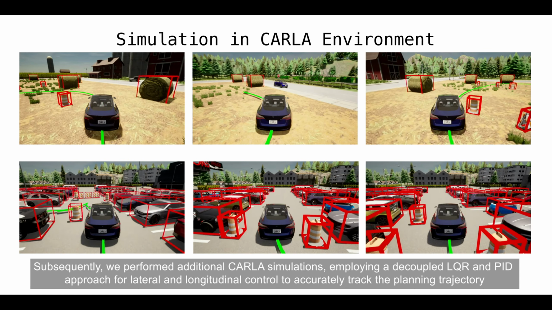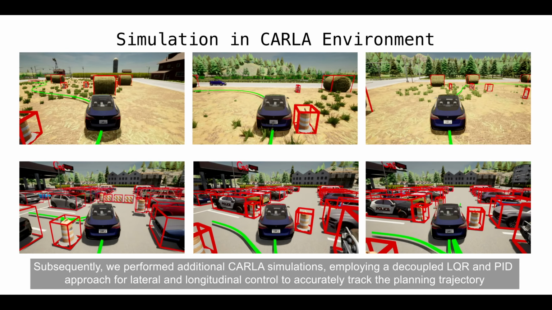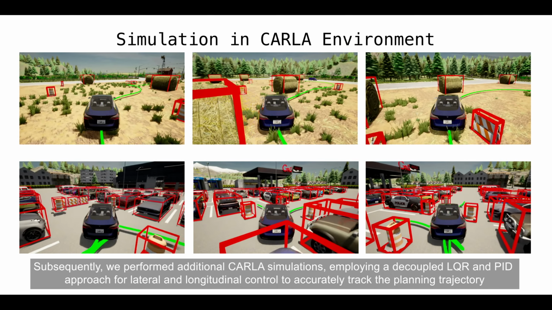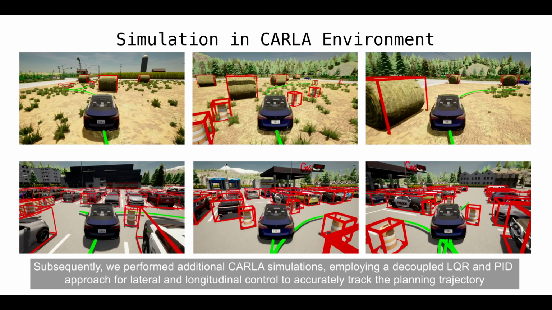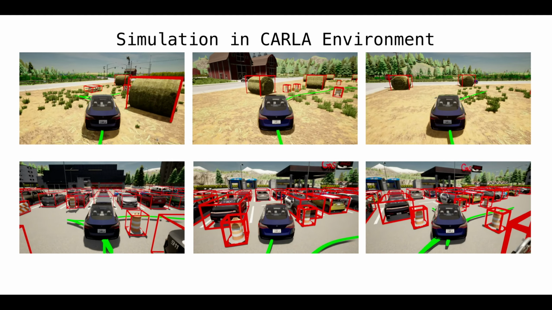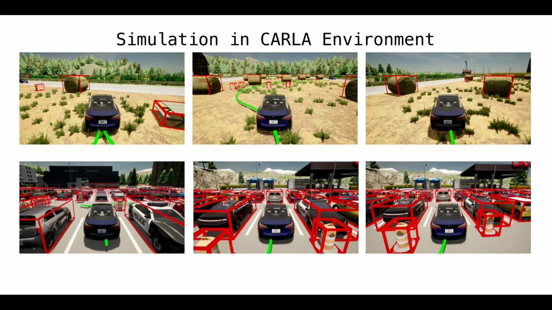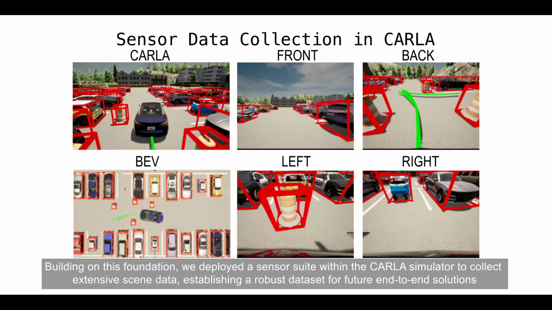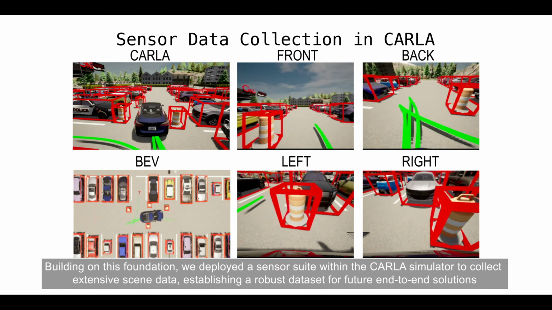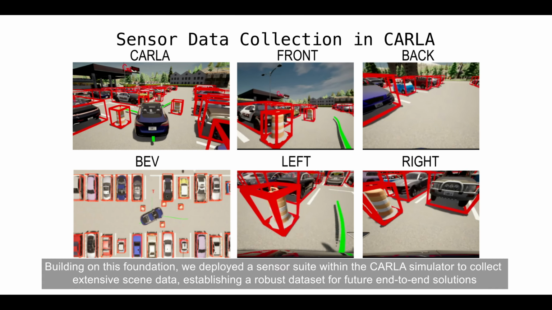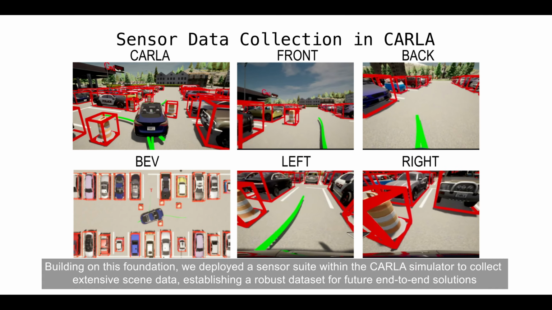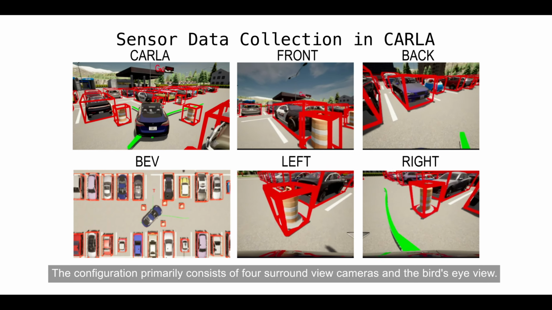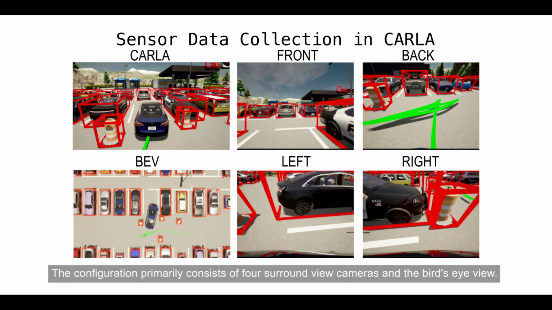Subsequently, we performed additional Carla simulations employing a decoupled LQR and PID approach for lateral and longitudinal control to accurately track the planning trajectory. Building on this foundation, we deployed a sensor suite within the Carla simulator to collect extensive scene data, establishing a robust dataset for future end-to-end solutions. The configuration primarily consists of 4 surround view cameras and the bird's eye view.